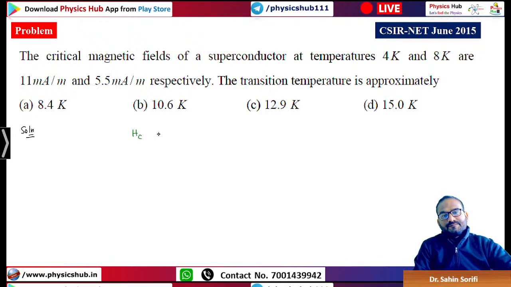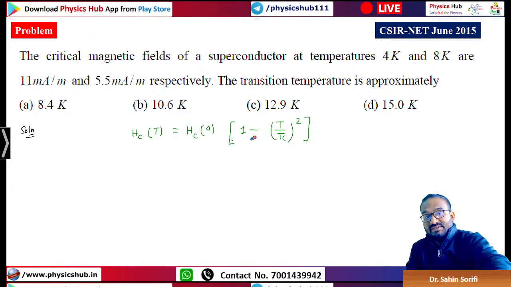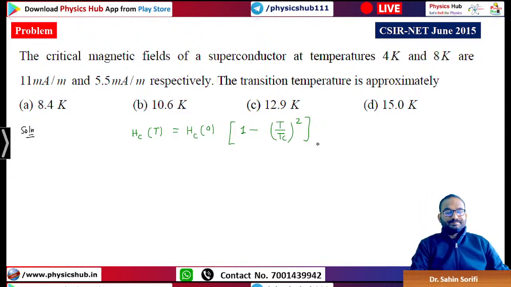Look, Hc at a particular temperature is equal to Hc at 0 temperature into (1 minus T by Tc) whole square. Look, the whole square is on the entire bracket. It is only T by Tc inside. Don't confuse it. It is 1 minus T by Tc, whole square. Okay.